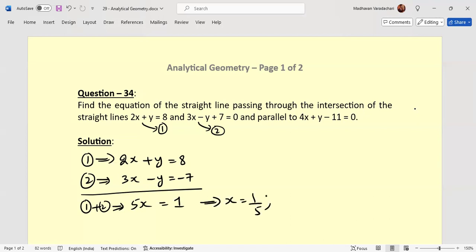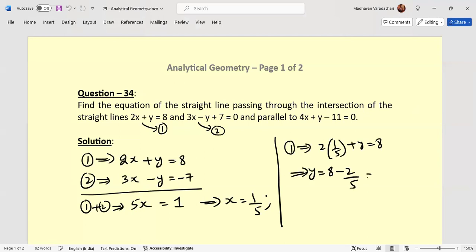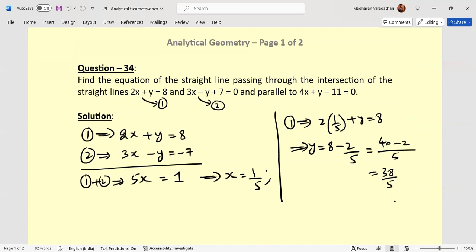When x is 1 by 5, then using the first equation, we can say 2 into 1 by 5 plus y equal to 8, which means y will be 8 minus 2 by 5, which is 40 minus 2, which is 38 by 5. So therefore, the intersecting point is 1 by 5, 38 by 5.